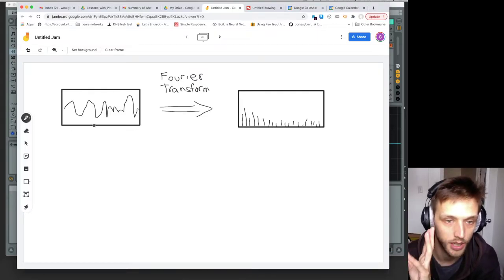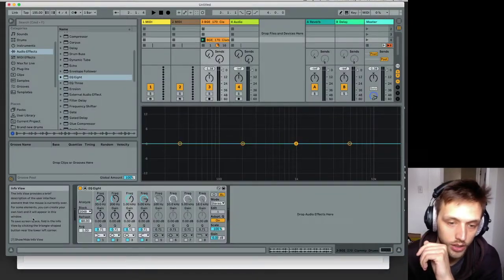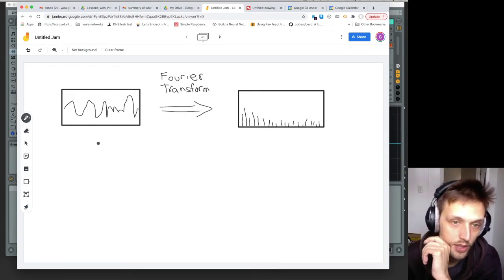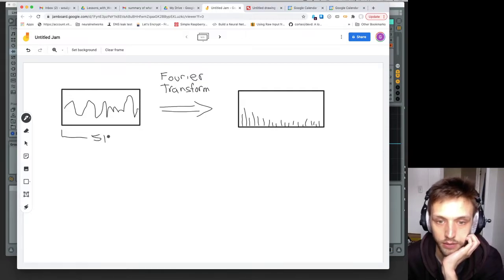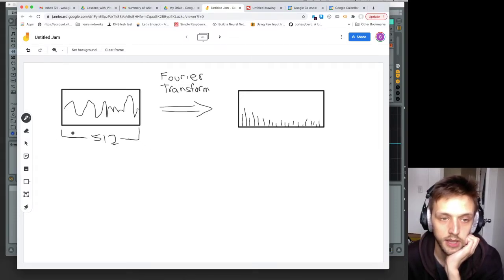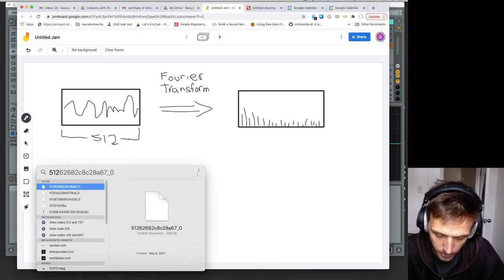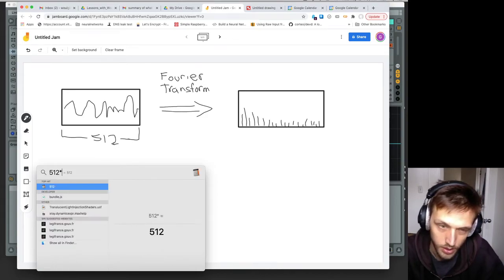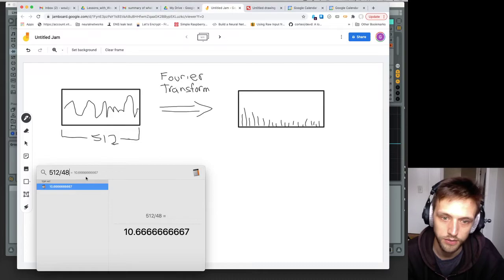Remember here we had this giant block size of 2048 or even higher. We're going to pretend we have a much smaller block size. So we're going to say that we have 512 samples here. What does this give us? How do you figure this out again? 512 divided by 48. So it's about 10 milliseconds at 48K.